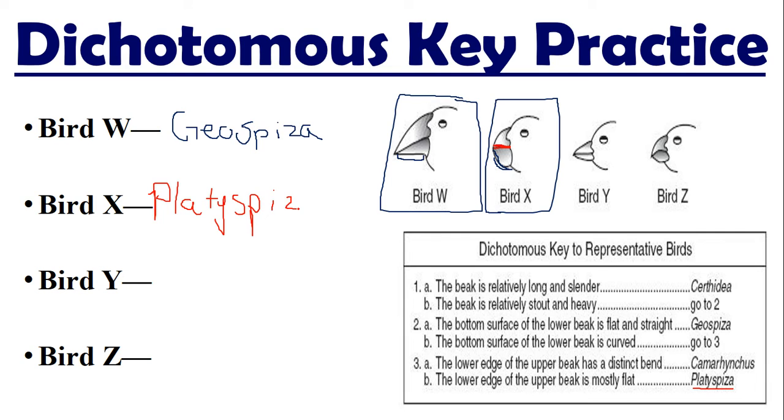Stop laughing at the fact that I can't say these names. All right, pause the video real quick. I want you to try bird Y and bird Z. 5, 4, 3, 2, 1.